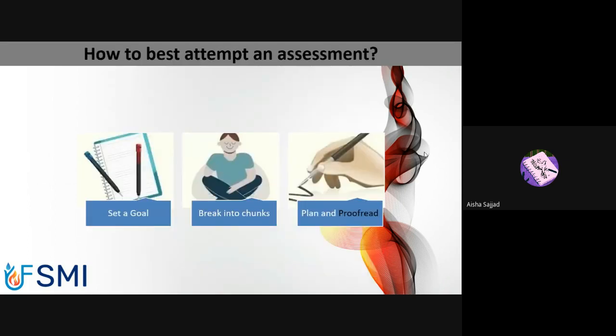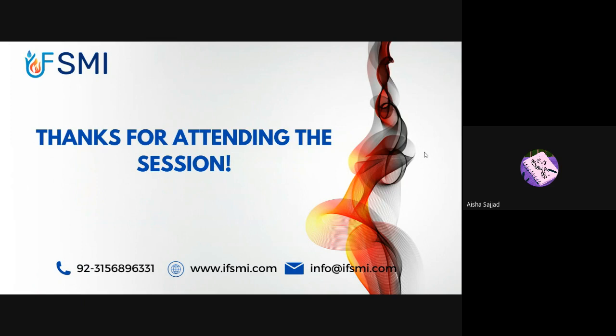Okay, so how you can attempt the assessment best: you can keep a very specific goal in your mind, and then break that goal into chunks, plan and proofread the assessment, and then attempt it and come to the end, and then expect that you will be getting a pass criteria. So by this, we come to the end of the session. Do you have any questions?